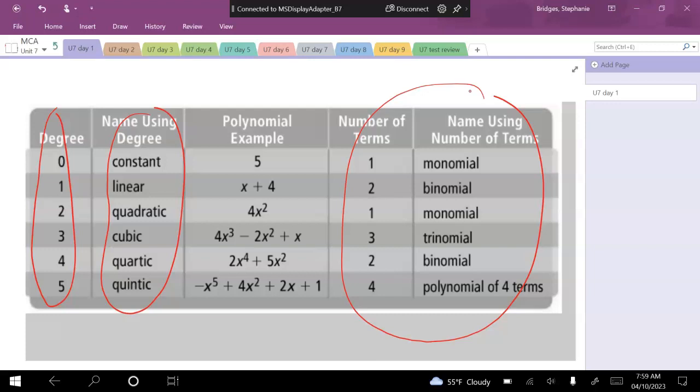Okay, so again, a degree of 0 is a constant. A degree of 1 is linear. A degree of 2 is a quadratic. A degree of 3 is a cubic. A degree of 4 is a quartic. And a degree of 5 is a quintic.